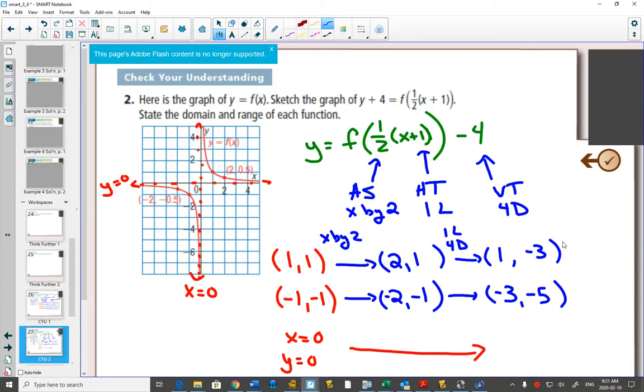When I move it 1 to the left, which one changes, the x equals or the y equals? The x equals. Because that one's here, I move it 1 to the left, it's now going to be at x equals -1. When I move it 4 down, that's going to affect the y equals asymptote. That's going to move it down 4 to y equals -4.